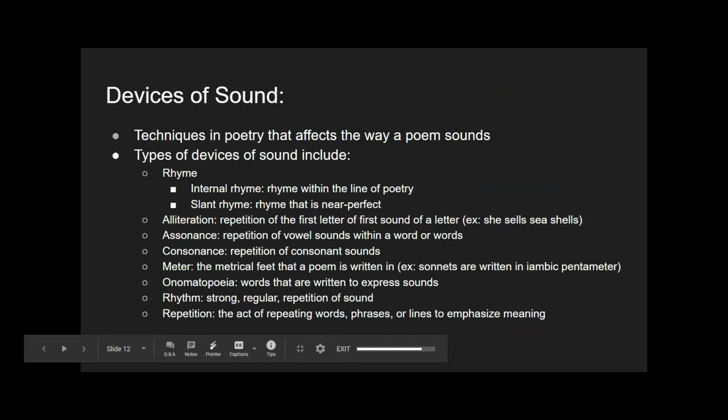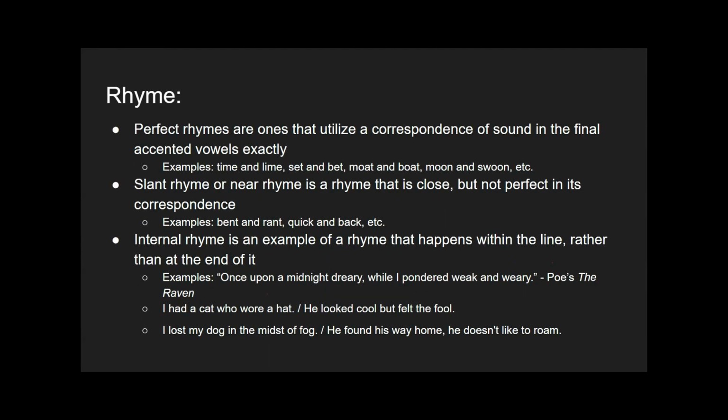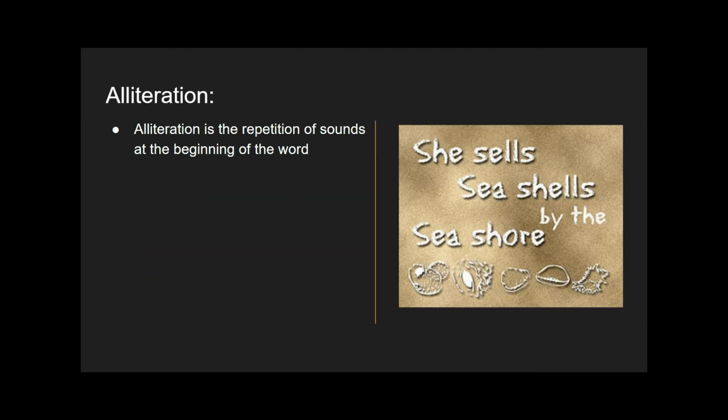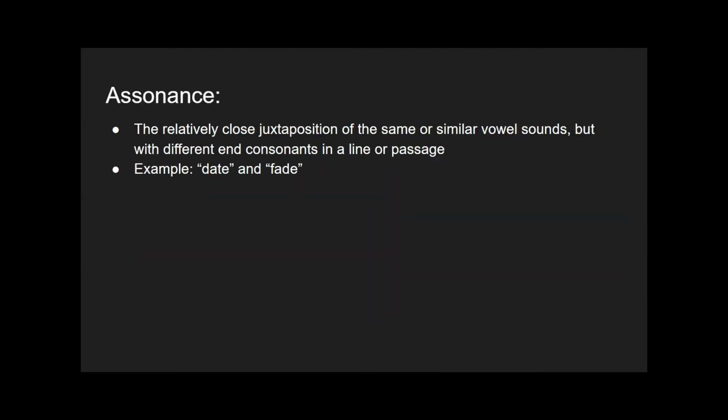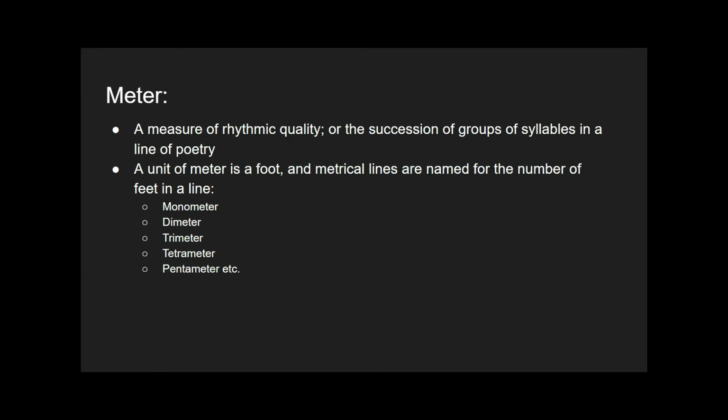All right, let's keep talking about how to write some really awesome sounding poetry. Last time we talked about rhyme, alliteration, assonance, and consonants. Today we're going to start with talking about meter. So meter is a measure of rhythmic quality, or the succession of groups of syllables in a line of poetry.